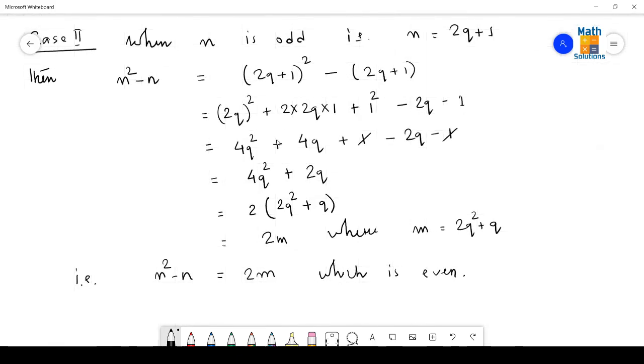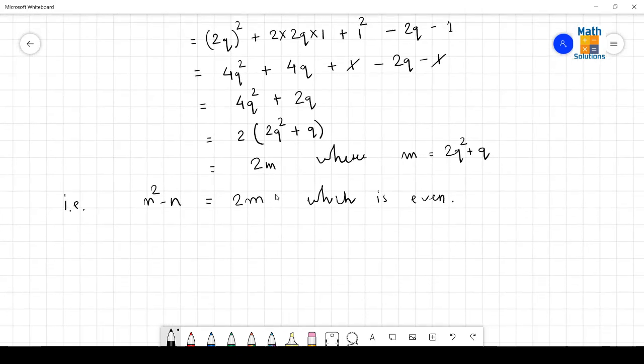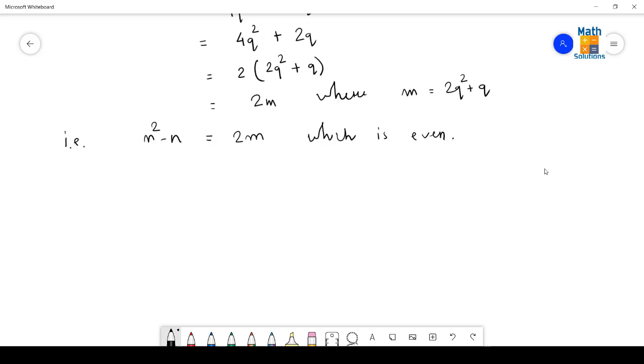While in the second case also, I am getting the value twice m. That means this quantity n square minus n is also expressible as 2 into something. That is why in case 2 also, n square minus n is an even quantity. So the final line we can write in this way, the concluding line should be like this.